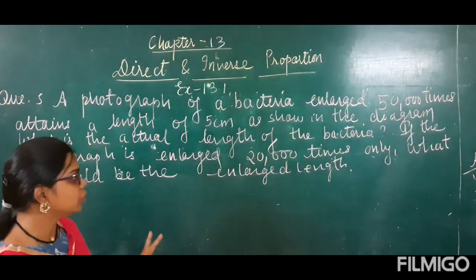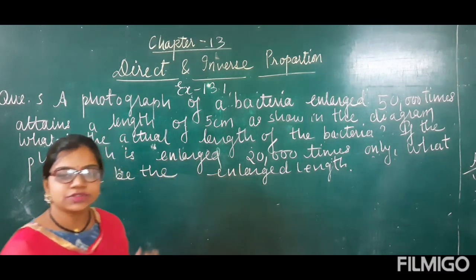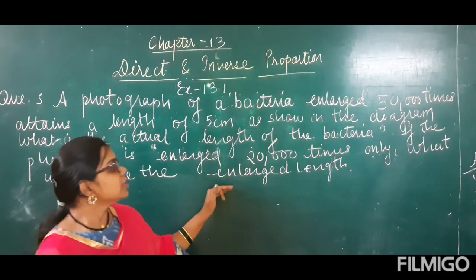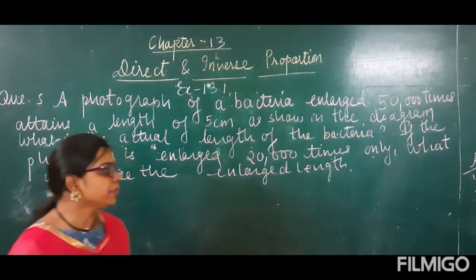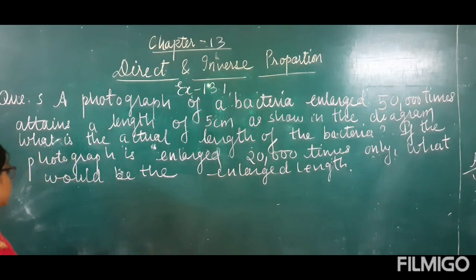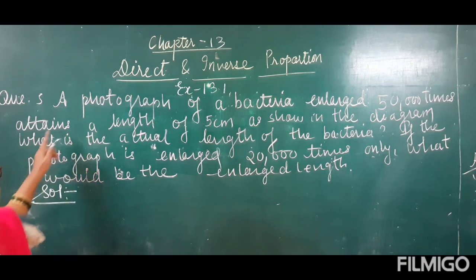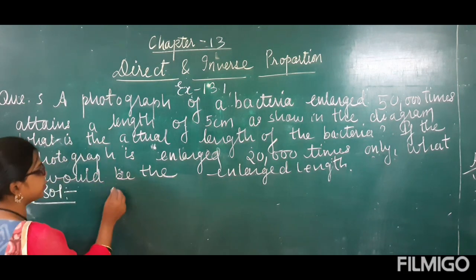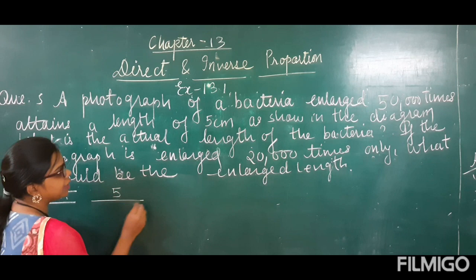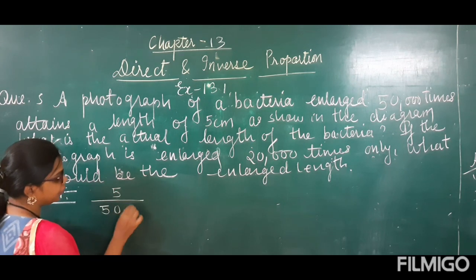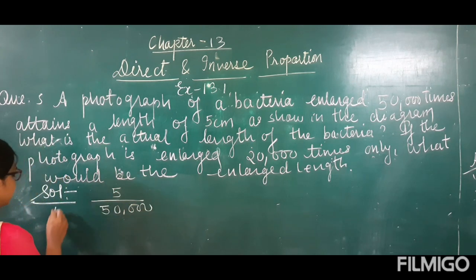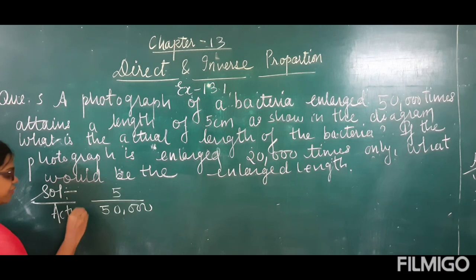So here we have two questions. First you have to find out the actual length of the bacteria, and the second, after enlarging 20,000 times, what will be the enlarged length? So let's take the answer. Write down the answer. What is given? A photograph of a bacteria enlarged 50,000 times attains how much length? 5 centimeters. So I can write 5 upon 50,000. This is the actual length I am finding out.